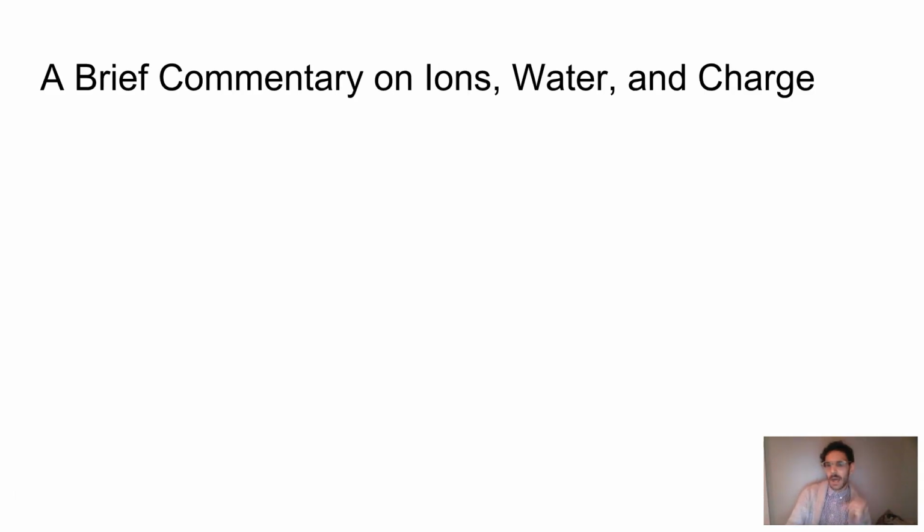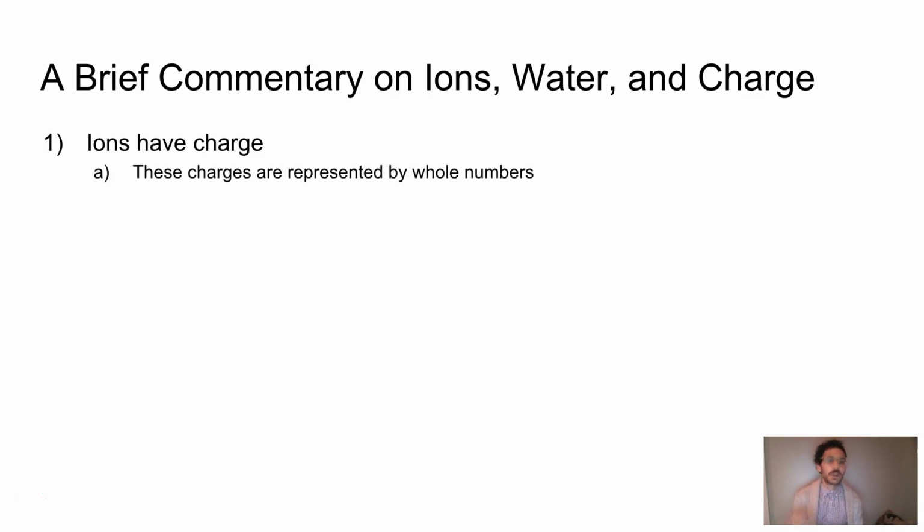Well, let's talk a little bit about water, ions, and charge, because it's important for us to understand these things when we talk about solubility and solutions. Ions have charge. Hopefully that's something that you're very comfortable with. An ion is something that has charge. And so these charges we're going to represent by whole numbers. For instance, sodium has a +1 charge. It's not like 1.5 or 1.222. It's +1, baby, +1. And oxygen, the oxide ion, has a -2 charge. It's a whole -2. It's not 1.95567 rounded up. We're going to call it -2.